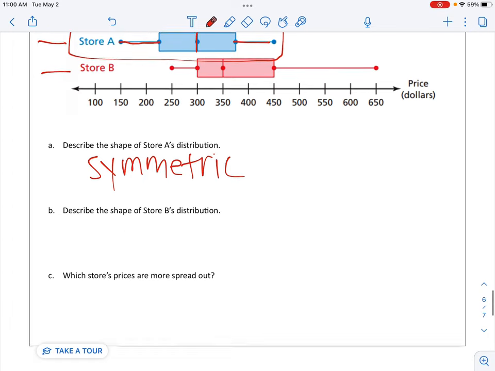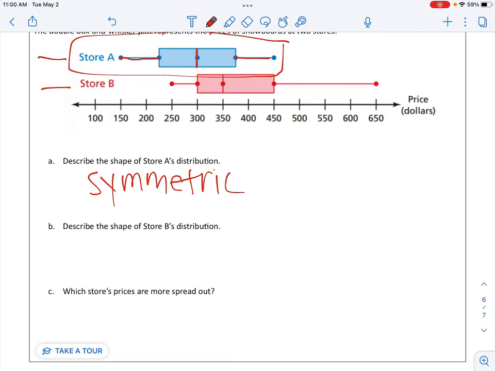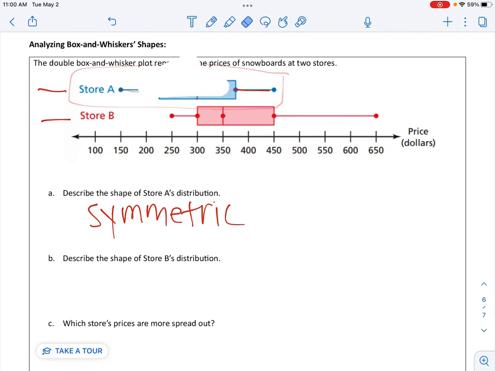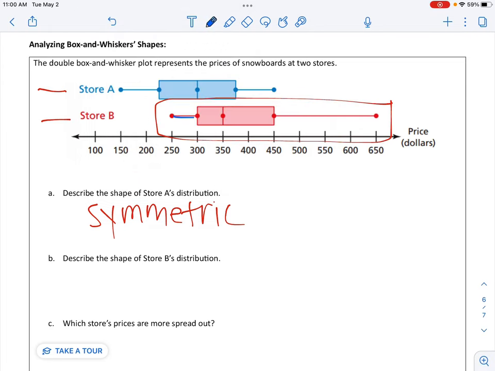Next question says, describe the shape of store B's distribution. Okay. So we have this one right here, and we have this whisker length, and then the median. Okay. Remember, when we have box and whisker plots, it's all about which whisker is the longest, and the right one is the longest, so it is right skewed. Or it's skewed right.